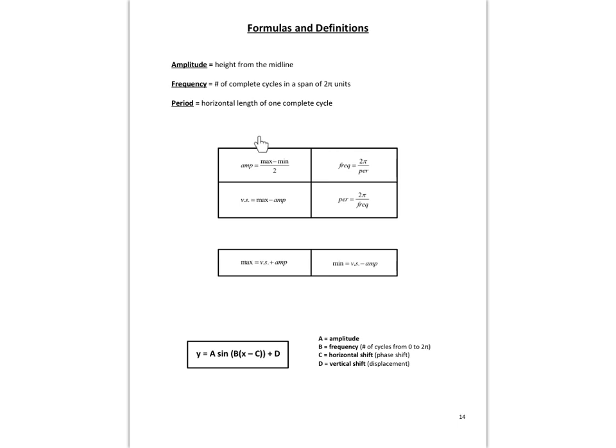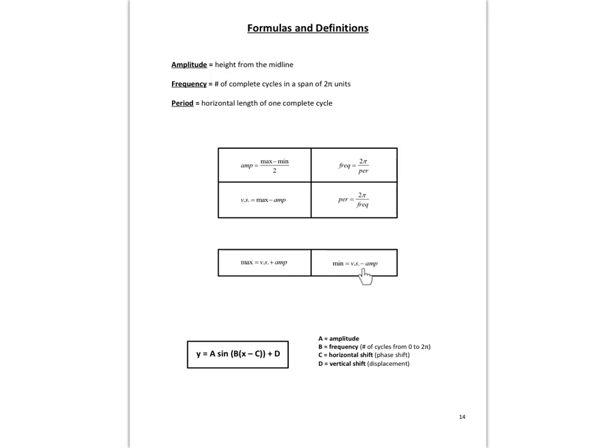Now these formulas, all right, we're going to use them a lot today. This one we haven't used so much, but if you look through, frequency is 2 pi over period, and period is 2 pi over frequency. Your vertical shift, this actually is a new one, we haven't used this, is equal to the max minus the amp. So you'll see we're going to use that today.